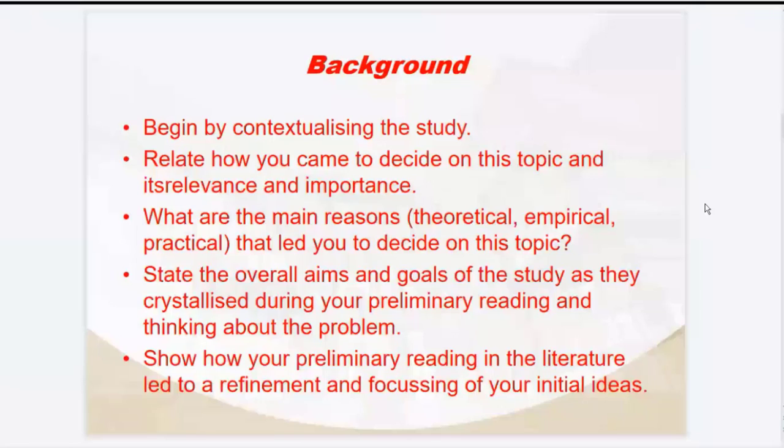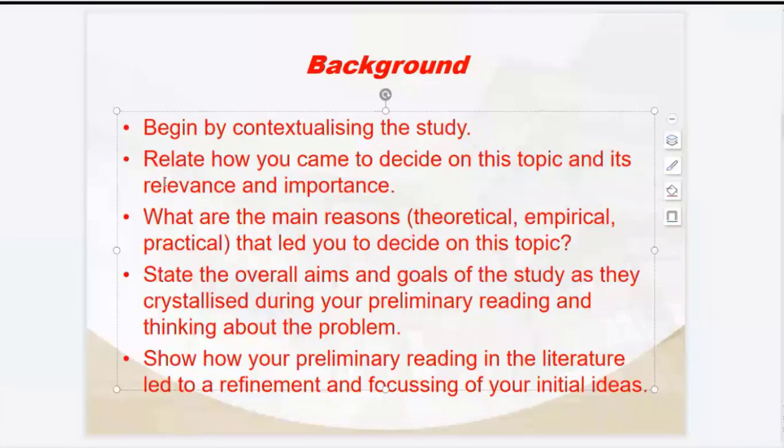And they are saying background must begin with contextualizing the study, putting the study into context. What are we going to study? The circumstances under which the study is going to be executed. It must relate how a researcher came to decide on the topic and the relevance and the importance of that topic. Further, it must also show the main reasons that led to the researcher deciding on that specific topic.